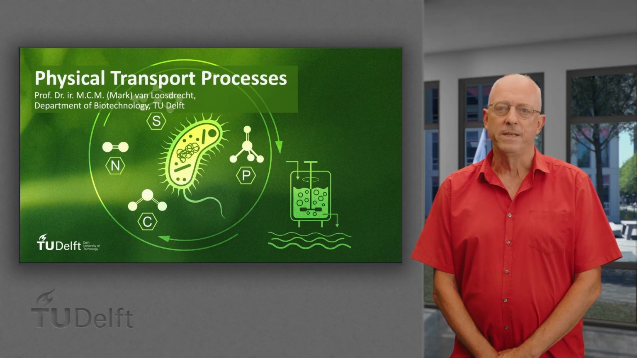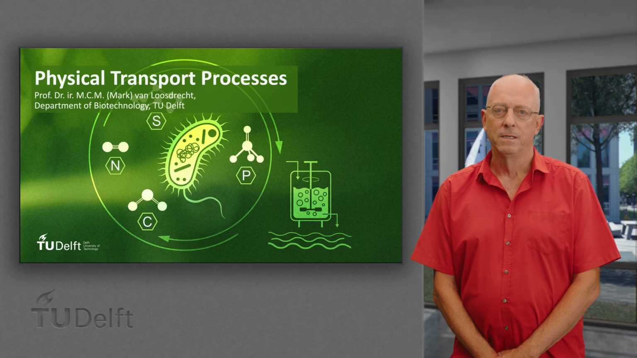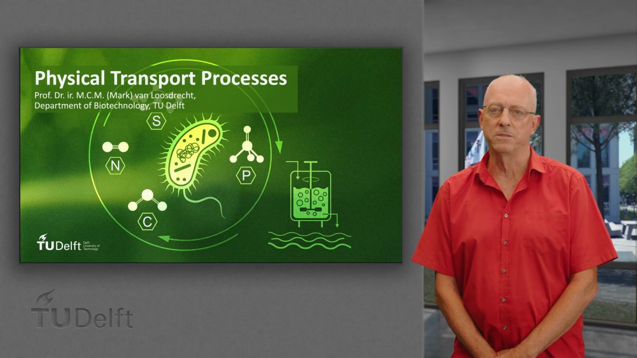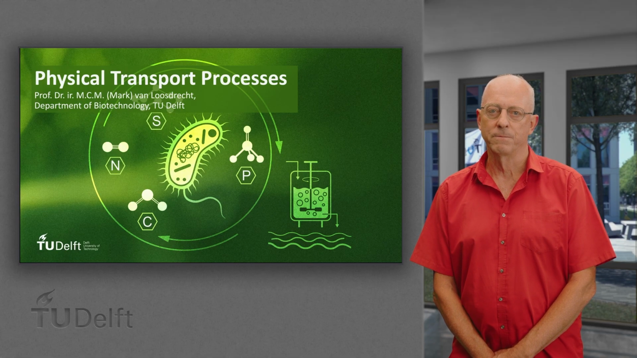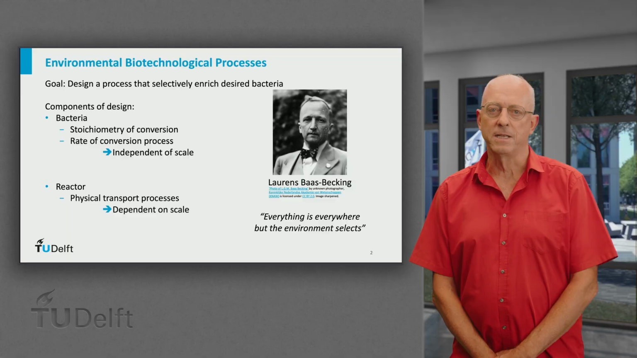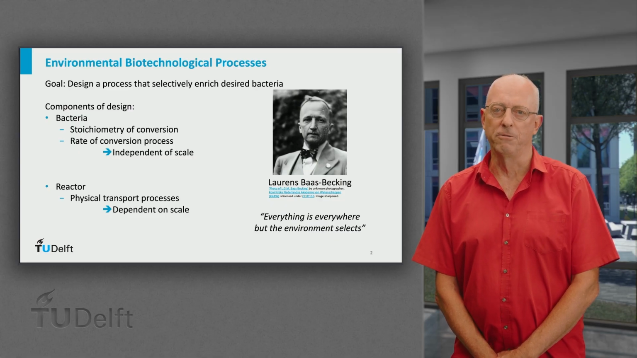Welcome back everyone. In this lecture, we're diving into the critical role of physical transport processes in environmental biotechnology. By the end of this lecture, you'll understand how these processes shape the design and evaluation of biotechnological systems, from lab-scale experiments to full-scale wastewater treatment plants. As we have discussed in previous lectures, environmental biotechnology focuses on designing processes that selectively enrich desired bacteria to perform specific conversions, like breaking down pollutants.